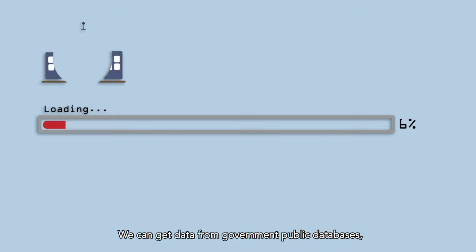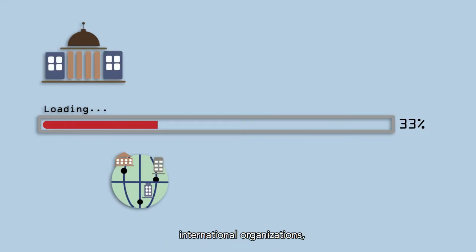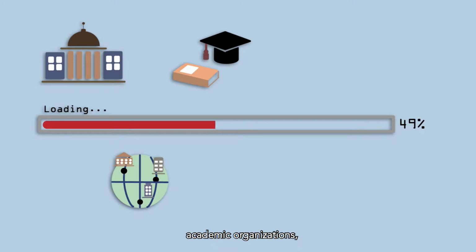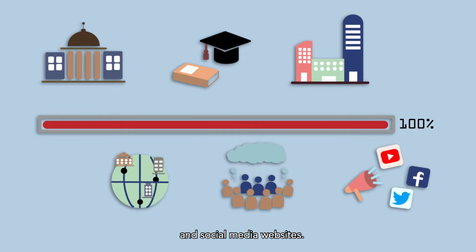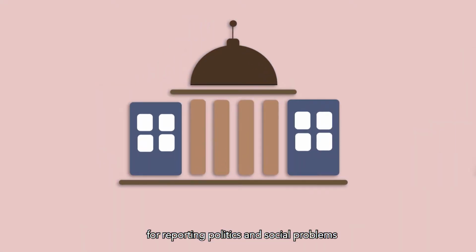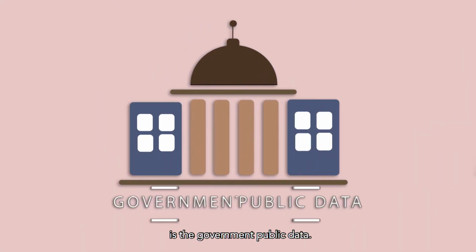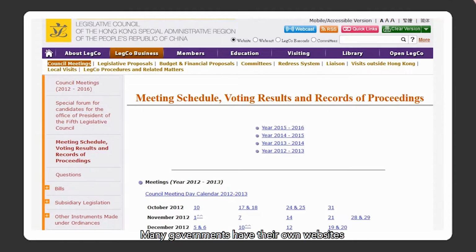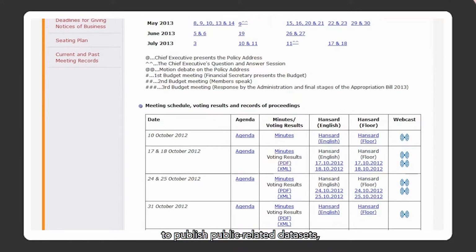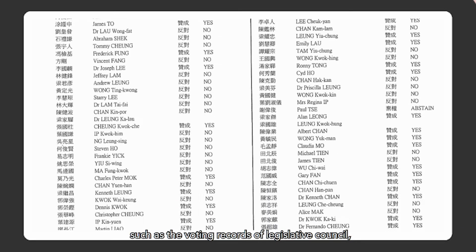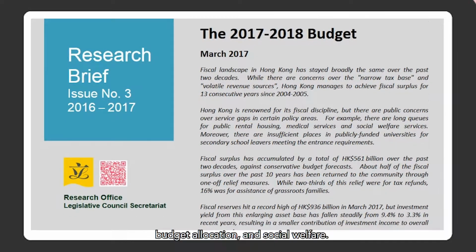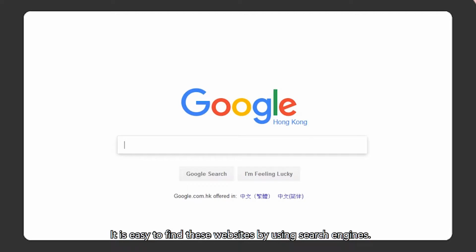We can get data from government public databases, international organizations, academic organizations, crowdsourced data, commercial companies, and social media websites. One of the most important data sources for reporting politics and social problems is the government public data. Many governments have their own websites to publish public-related data sets, such as the voting records of Legislative Council, budget allocation, and social welfare. It is easy to find these websites by using search engines.